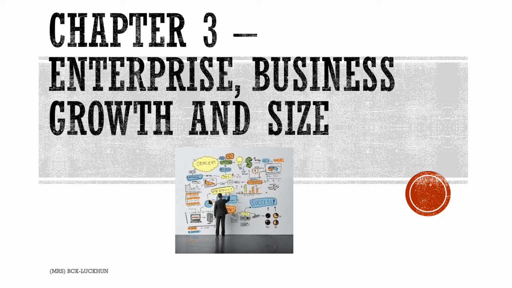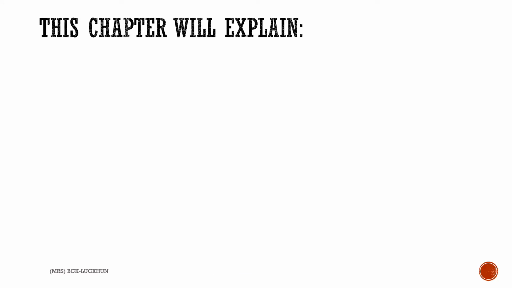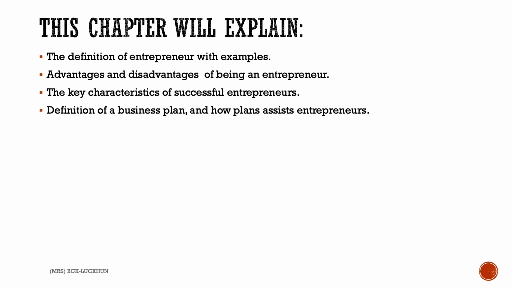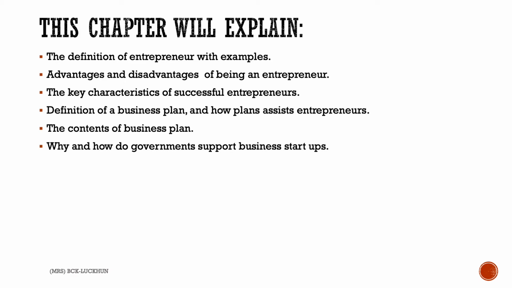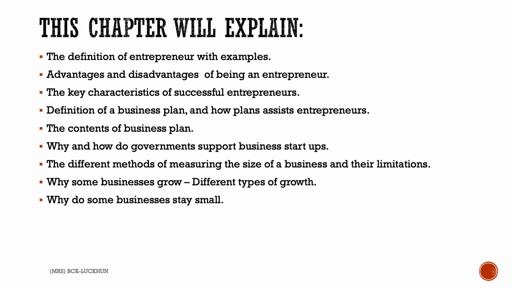So today the chapter would be on enterprise, business growth, and size. This chapter will explain the definition of entrepreneur with examples, advantages and disadvantages of being an entrepreneur, the key characteristics of successful entrepreneur, the definition of a business plan and how plans assist entrepreneur, the contents of business plan, why and how do governments support business startups, the different methods of measuring the size of a business and their limitations, why some businesses grow and the different types of growth, why do some businesses stay small, and the causes of business failures.